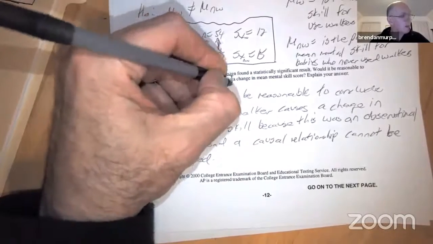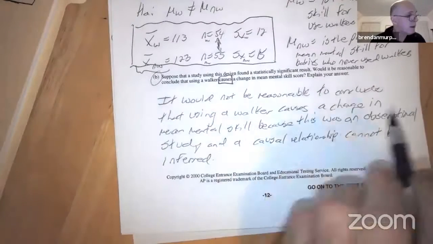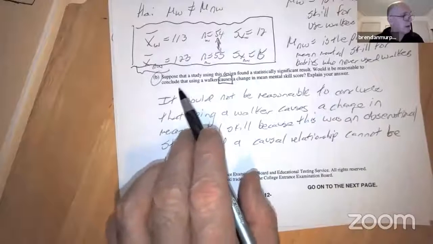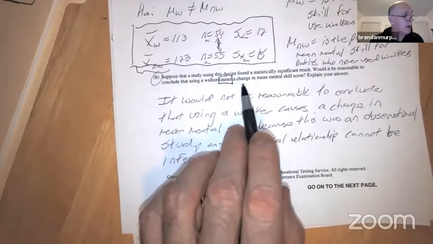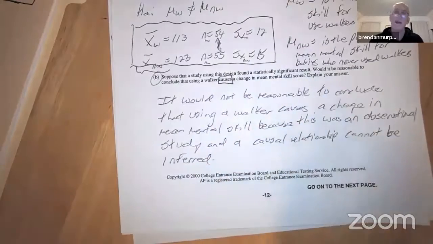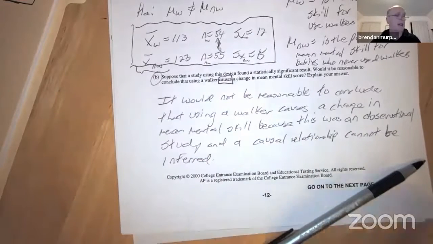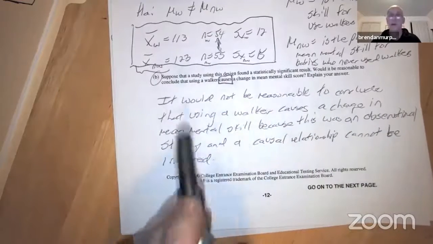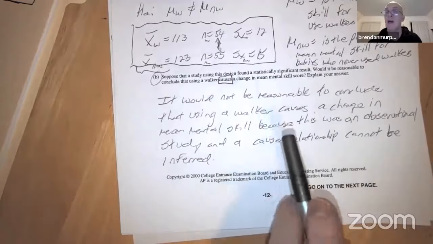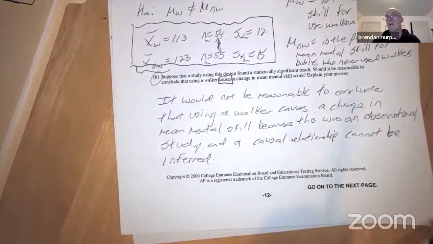Would it be reasonable to conclude that using a walker causes, boy, I'm going to underline, circle that word. That's a strong word in statistics, right? Would it be reasonable to conclude that using a walker causes a change in mean mental skill? Explain your answer. When I give this problem in practice with my kids, I use this every year. Unfortunately, almost all of them will say, yes, we can make that assumption, and it does cause. When I hear the word cause, I think causation, I think experiment.